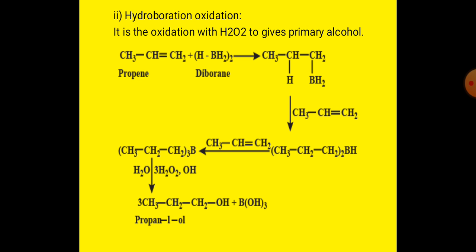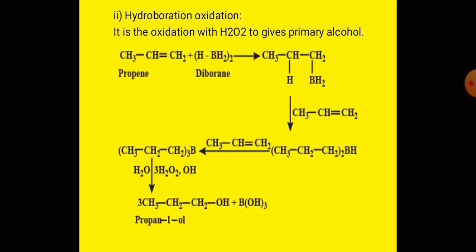The reaction follows anti-Markovnikov's addition across the double bond and is called the hydroboration oxidation reaction. This is an important method to prepare long chain primary alcohol.